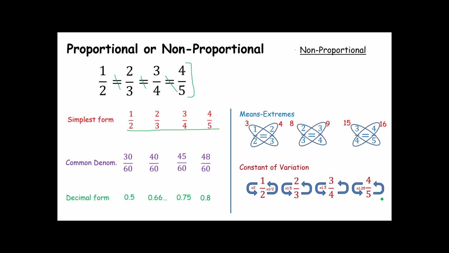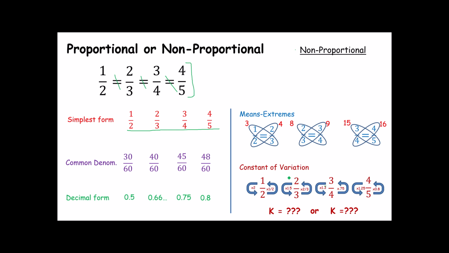The inverse of 2 is 1/2, because 2 times 1/2 is 1. 3 times 2/3 is 2. 4 times 0.75, or 3/4, is 3. And 5 times 0.8 is 4. Again, there is no constant of variation because they're not all the same.